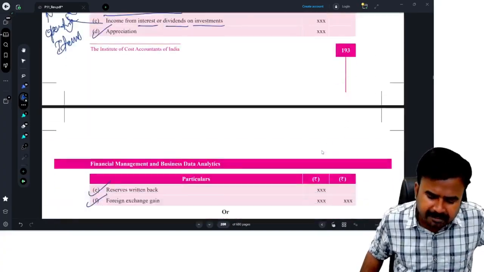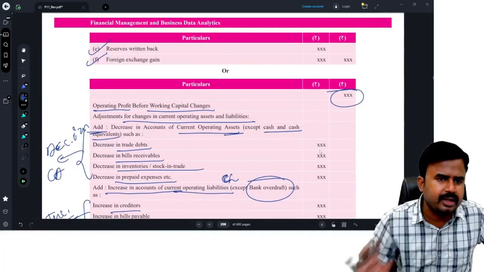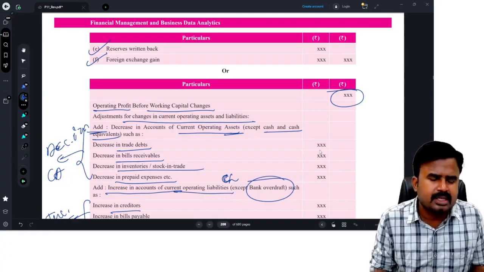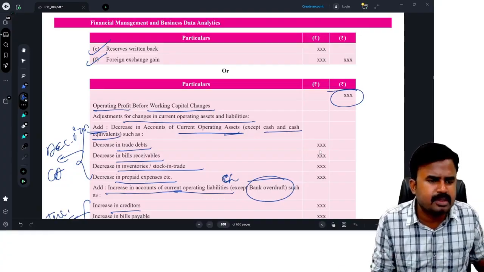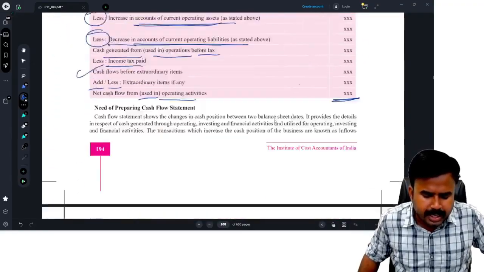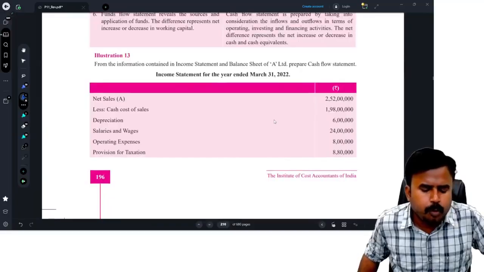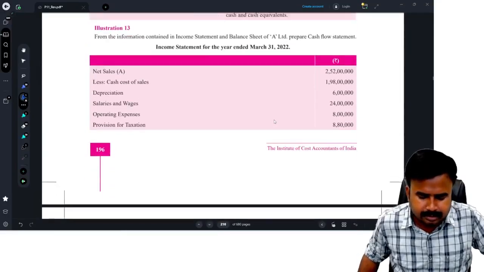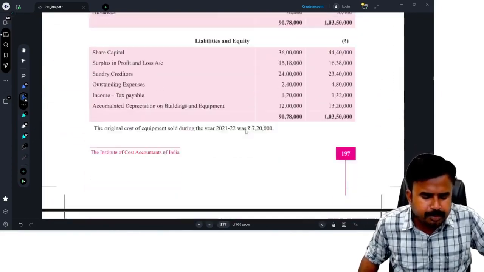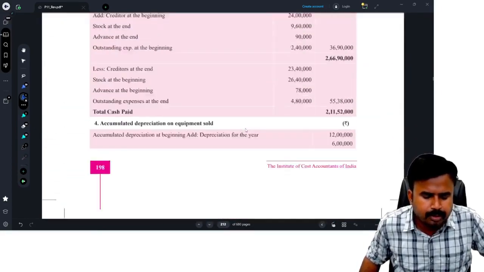You should be very careful while understanding this format, because there are so many transactions adjusted here. But in the problem you may not go through all these adjustments. Some of the adjustments can be given, some of the adjustments may be ignored. Accordingly you must prepare the cash flow statement. Okay, now let us understand two problems in this regard. Look at the 13th problem. Let's go for the 13th problem.